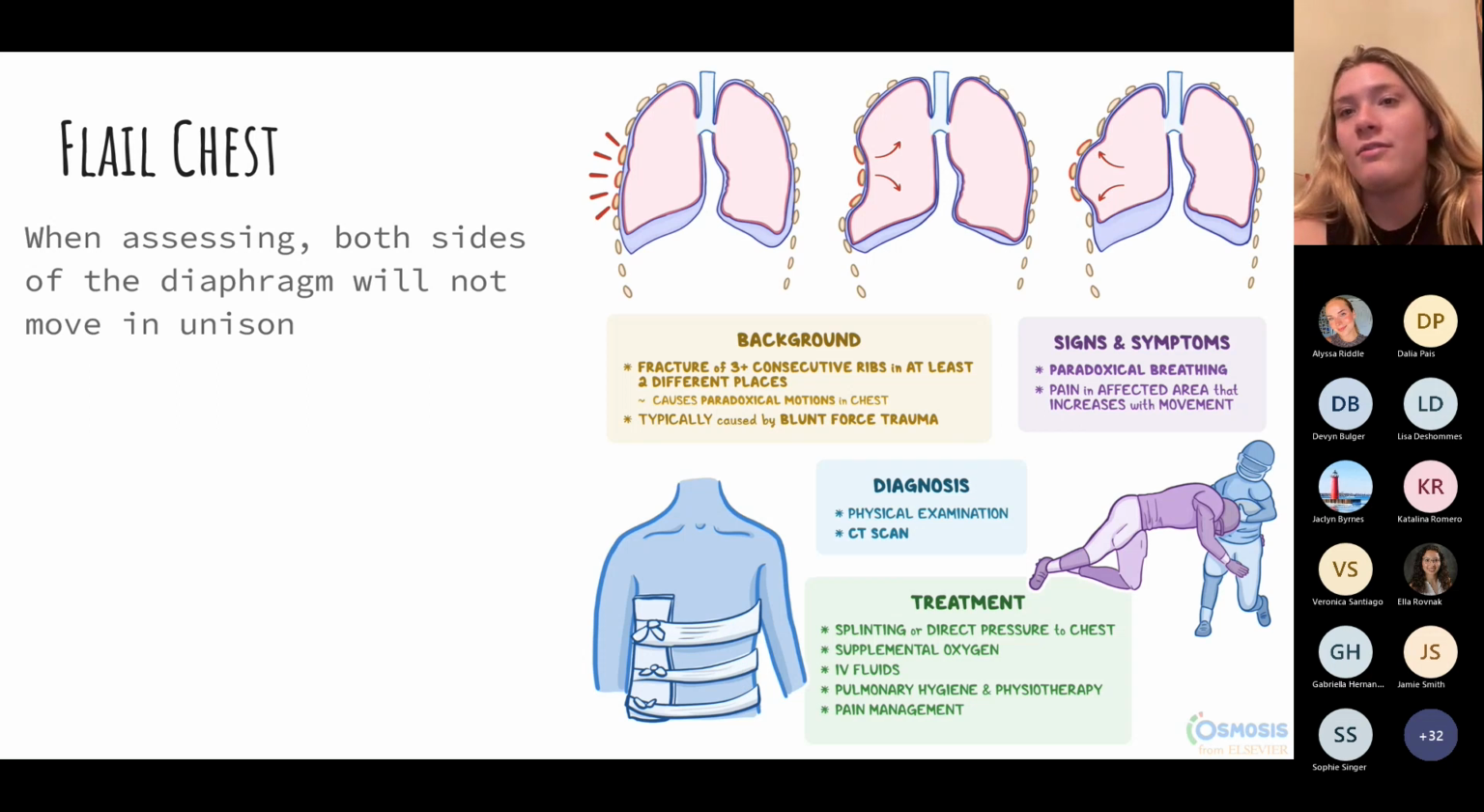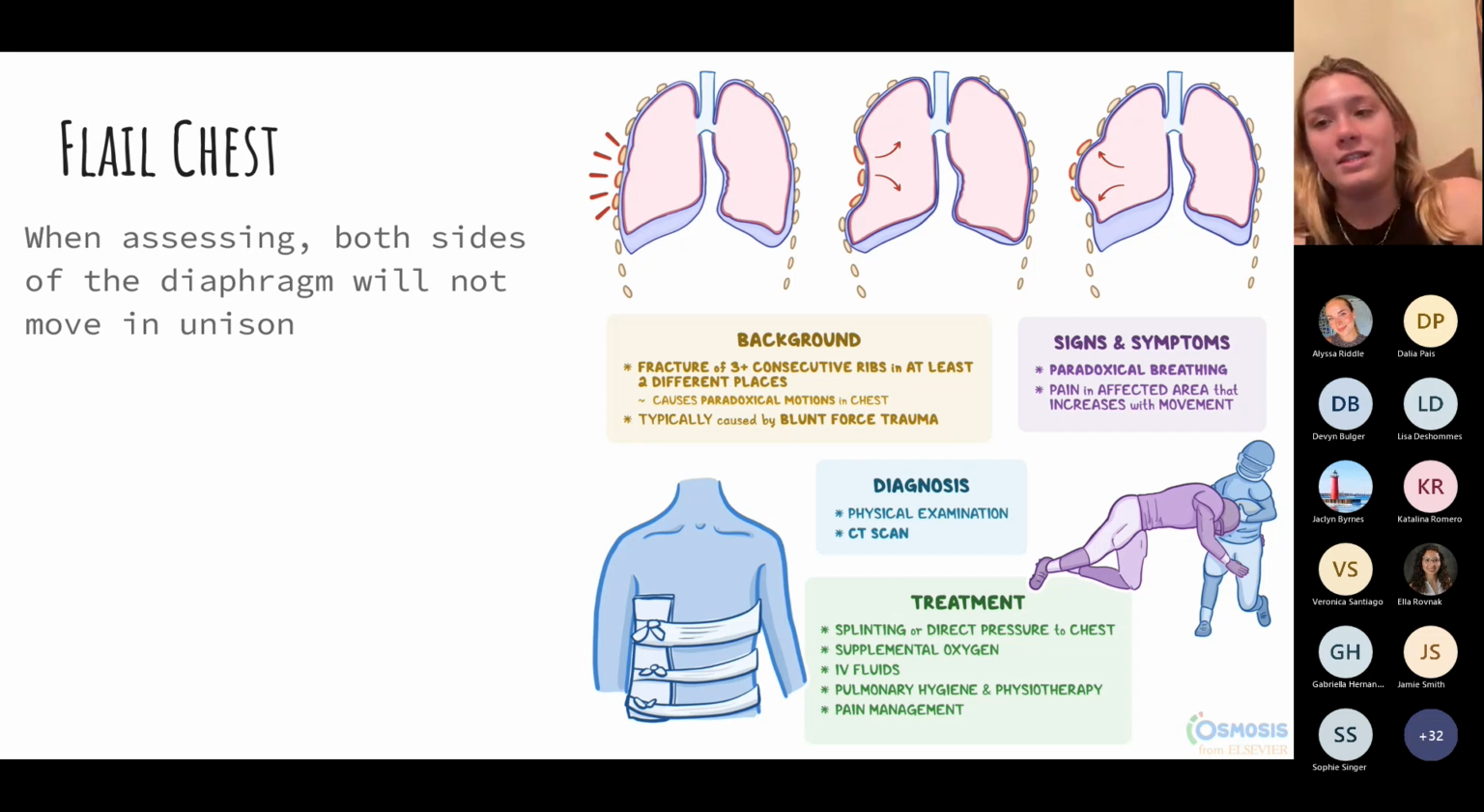So, what is flail chest? Essentially, this is very common in our patients that have had multiple rib fractures, usually like 2 or 3 on the same side. But essentially, they've had so many rib fractures that air will get in and it'll throw everything off. So they'll end up having this paradoxical movement.